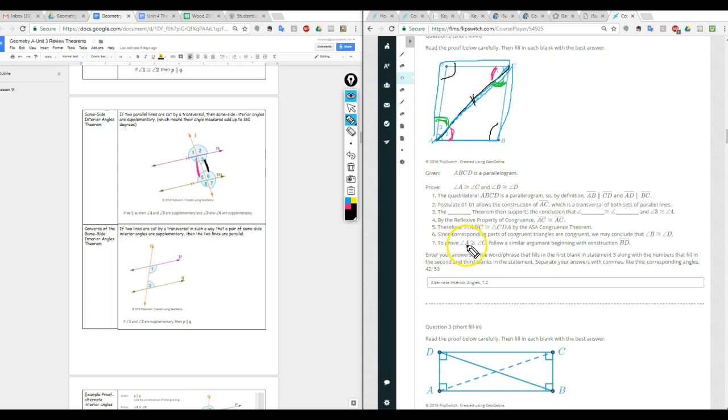To prove angle A is congruent to angle C, follow a similar argument beginning with the construction BD. So to prove the second half that angle A now is congruent to angle C, we would follow the same reasoning, except we would split it this way and make our 1, 4, 3, 2 angles right there and use them that way. So it's the same steps all over again, except now we did it with D and B.